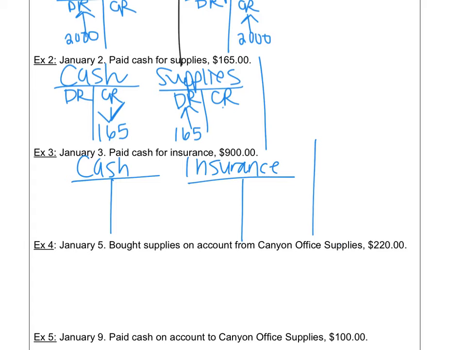Since we're paying cash for insurance, cash is decreasing. So I would decrease cash for $900. But I would be increasing insurance for $900. So since insurance is an asset, it would increase on the left side as a debit.